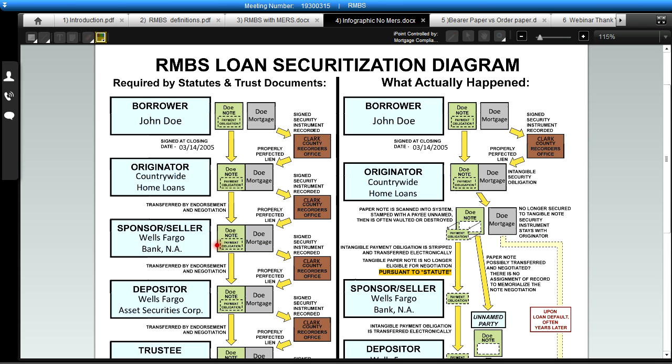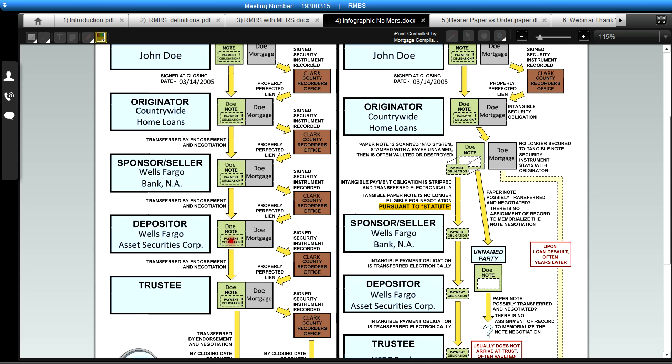The mortgage has attached itself to the rights of payment. All right, the sponsor seller decides he wants to sell it, so it's transferred by endorsement, delivery, and proper negotiation to the depositor. At the same time, there is an assignment done of the John Doe mortgage, sent to the county recorder's office, recorded, filed, and indexed, and it's sent back. Again, we have now perfected the mortgage with the transferable record, with the tangible promissory note.